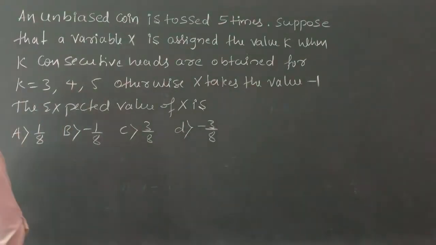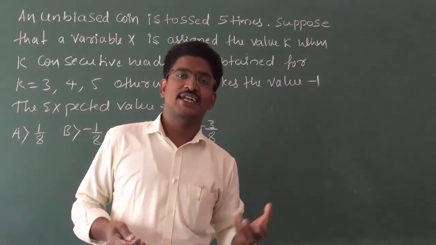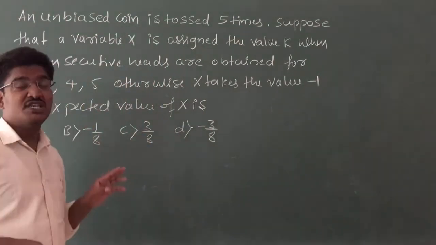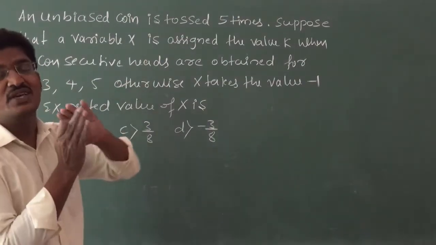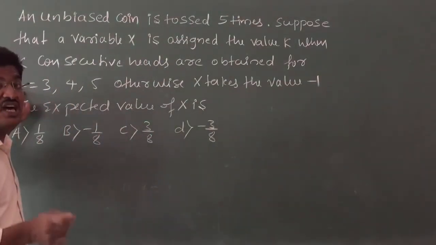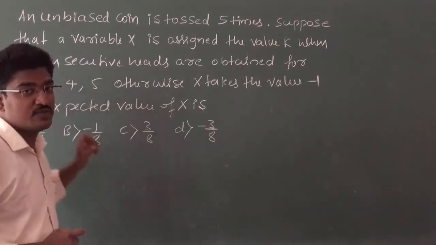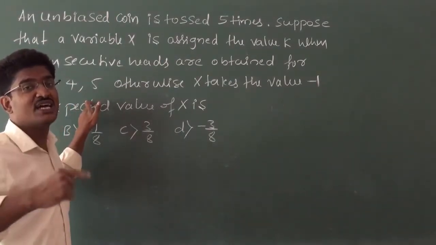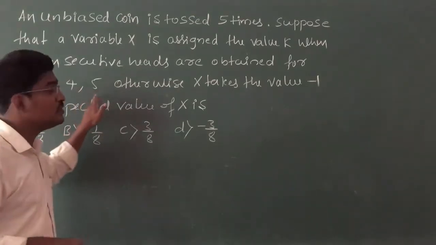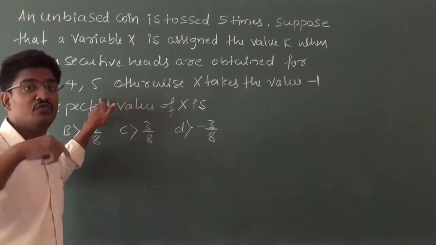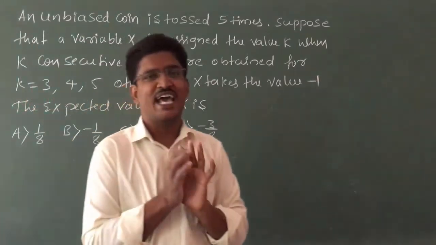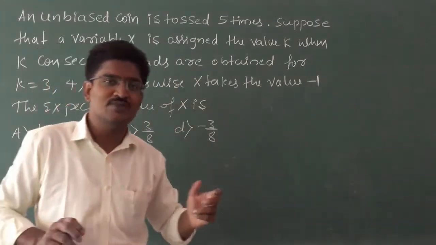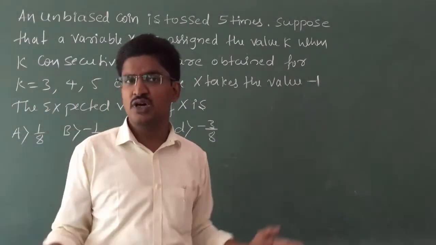That means, see here, he is tossing the unbiased coin 5 times. Clear? So while tossing the coin 5 times, the condition he is giving is: k equal to 3 is the occurrence of consecutive heads 3 times. Again k is equal to 4, that means consecutive occurrence of head 4 times. K is equal to 5, that means consecutive occurrence of head 5 times. This is one thing that has to be expected. Clear? That is one condition.